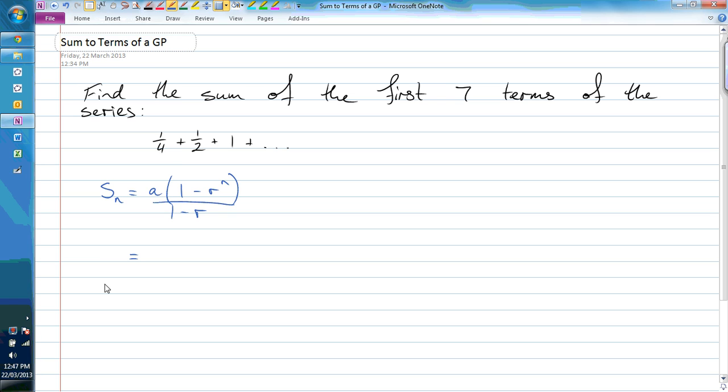Okay, for this geometric series, let's have a look. The first term is going to be my a, so a is equal to 1/4. The common ratio, we're looking at what do we multiply each time. If you're not sure, you can always find it by dividing two subsequent terms.